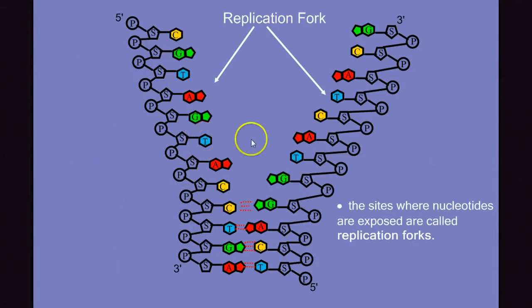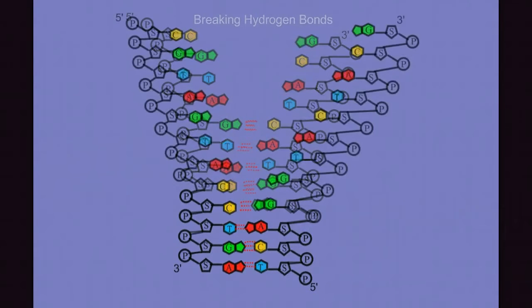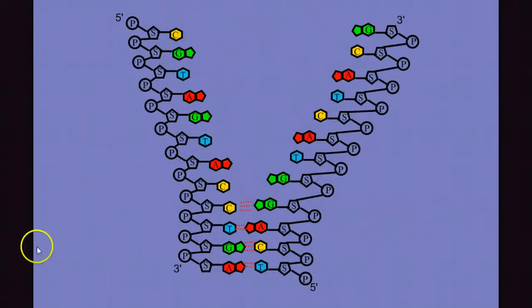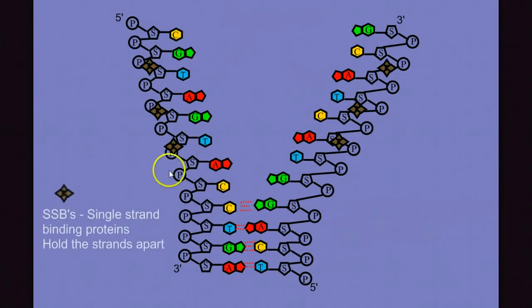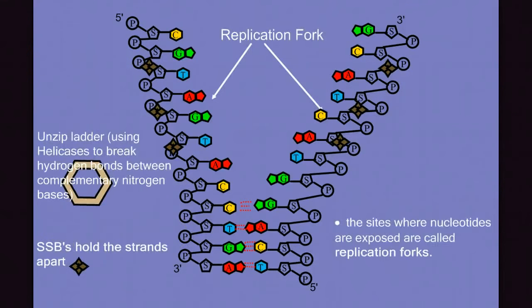Now these pairs of complementary bases have an affinity for each other, so if allowed to, this molecule will kind of zip back up or re-anneal, and so we don't want that to happen. So to prevent these bases from coming back together, proteins called single-strand binding proteins, or SSBs, bind to each single strand, holding it apart. So to summarize, to begin replication, the helicases will unwind and unzip the DNA ladder, breaking hydrogen bonds, and the single-strand proteins will bind to the single strands, holding this replication fork open.